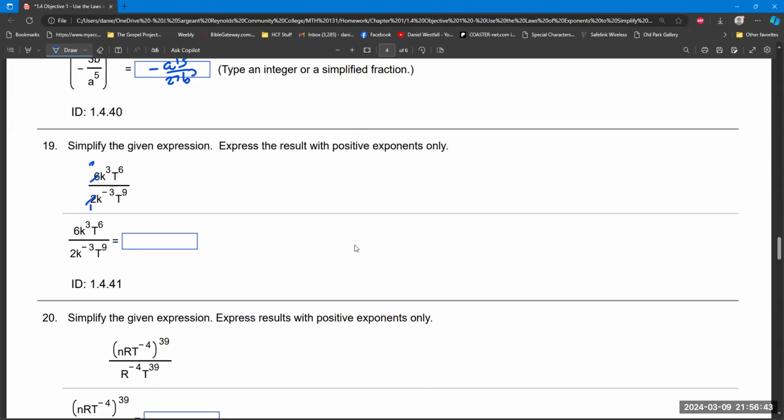2 is going to go into 6 3 times. We're going to subtract 6 here. We're going to add 3 up here. So this is k to the 6th, the coefficient of 3, and a t to the third in the bottom.